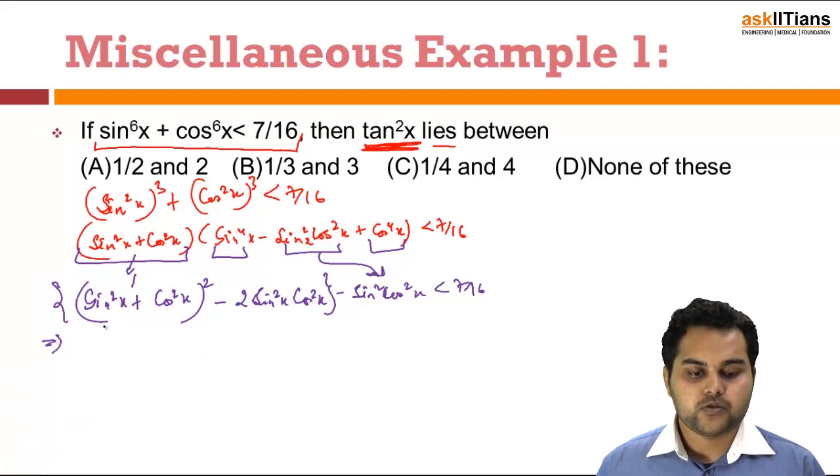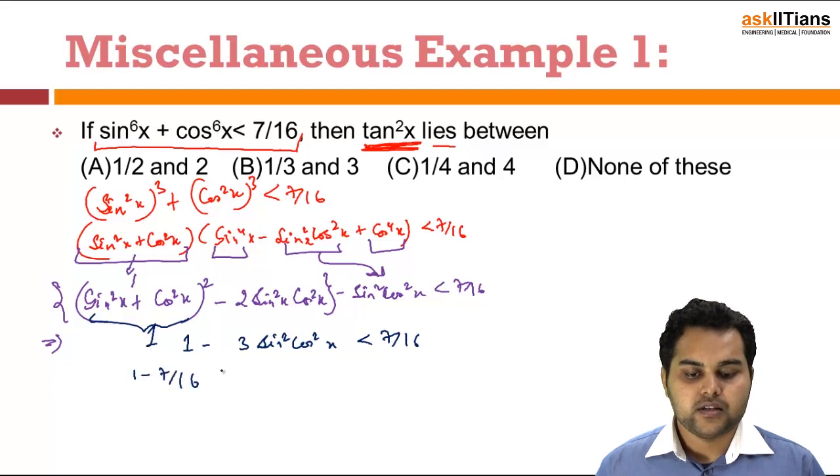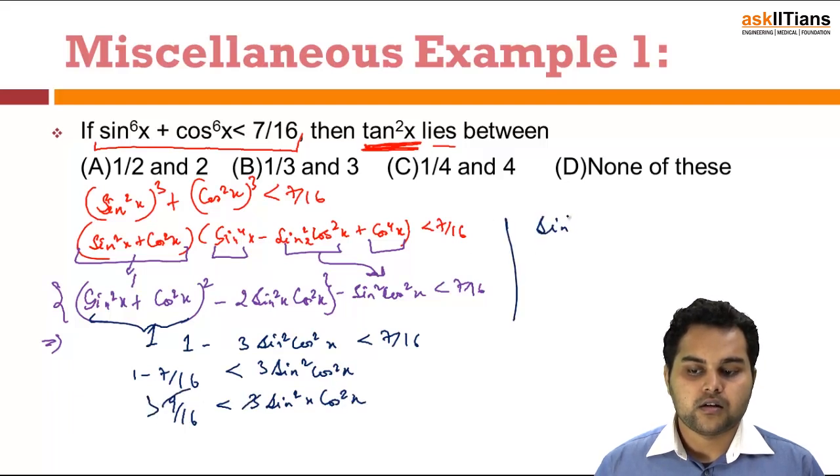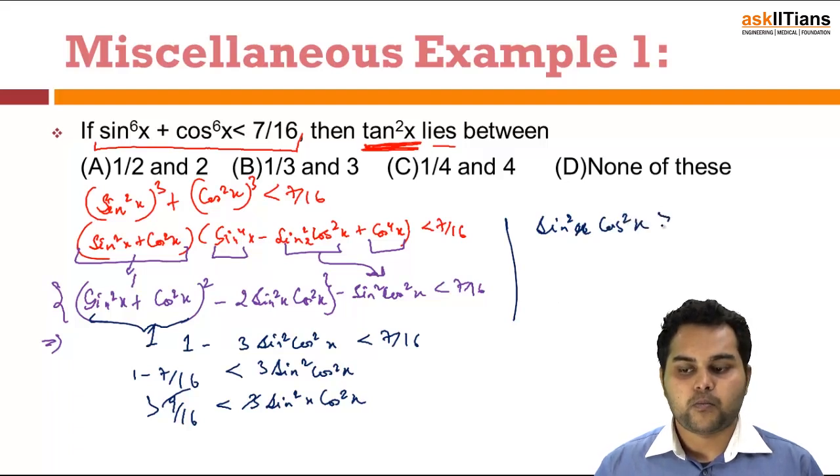Then this first bracket again would come out to be 1. I would get 1 minus 3 sin square x cos square x less than 7 by 16, or I can say 1 minus 7 by 16 is less than 3 sin square x cos square x. That would give me 9 by 16 less than 3 sin square x cos square x, or sin square x cos square x greater than 3 by 16. So this is what I am getting till now.